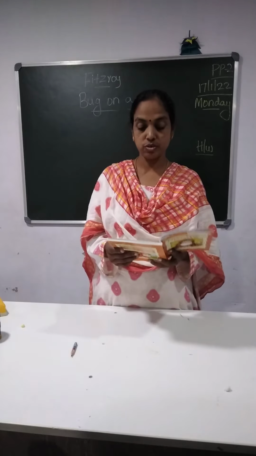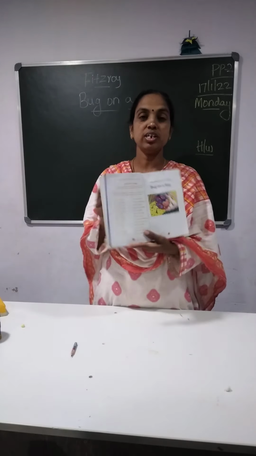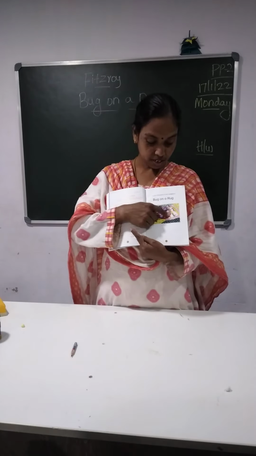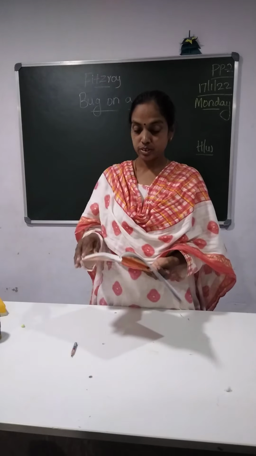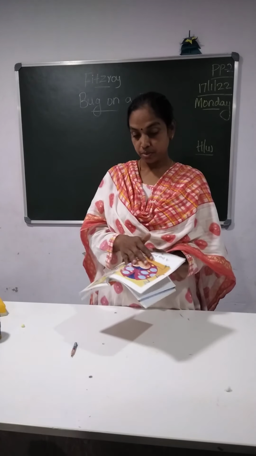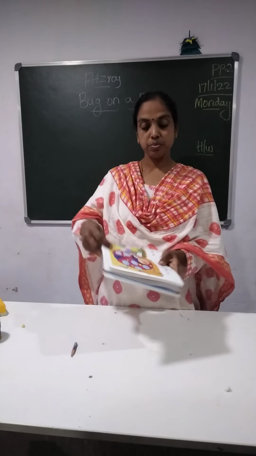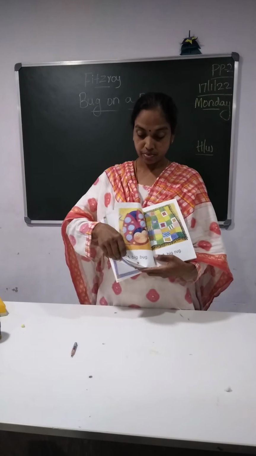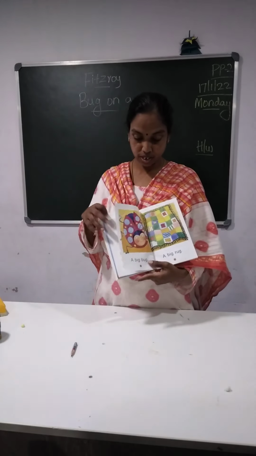Today we are going to learn the Fitzroy story. Okay, story number 3, Bug on a Rug. Here is a bug which is sitting on a rug. Take out the story, page number 36. Page number 36, and here are the words we use in the story.